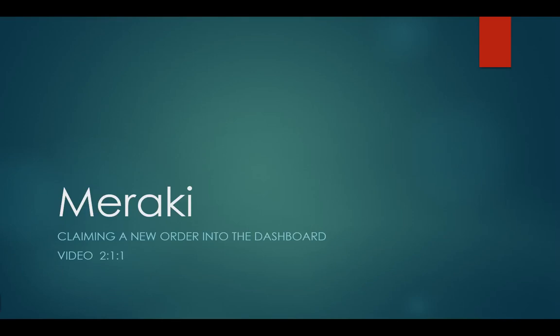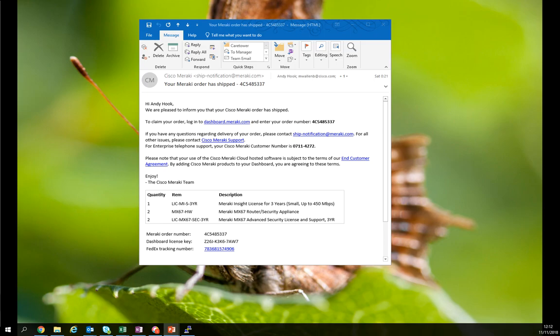So this video is going to look at claiming a new Meraki order into the Meraki dashboard. So here's the nice little email that Cisco sent me. So Cisco Meraki have shipped me out some hardware and some licenses. So some Insight licenses, a pair of firewalls, and a pair of advanced security licenses to go with it.